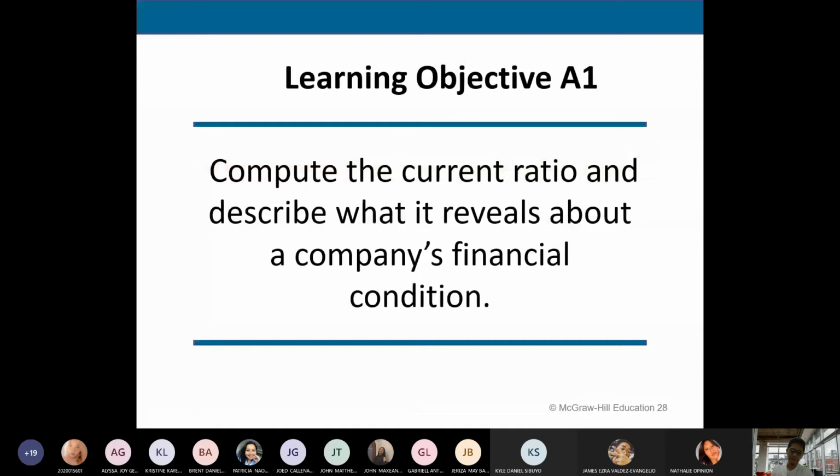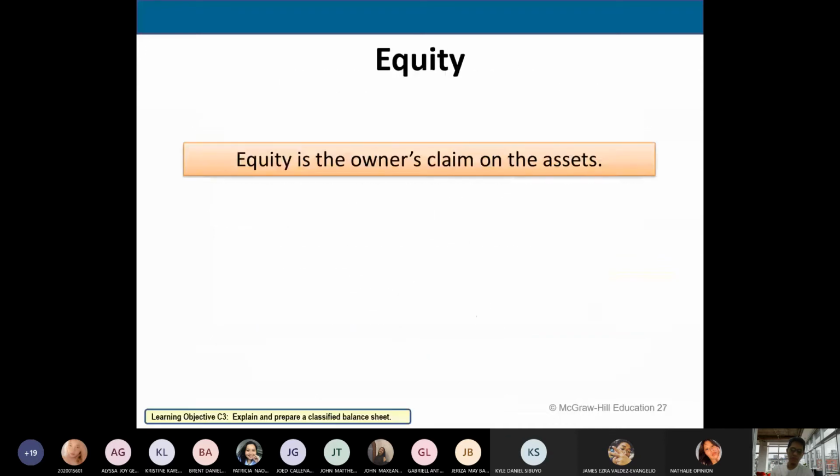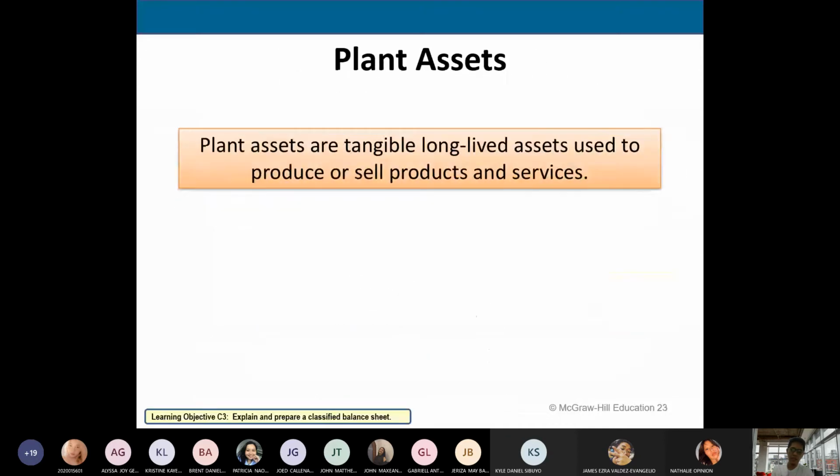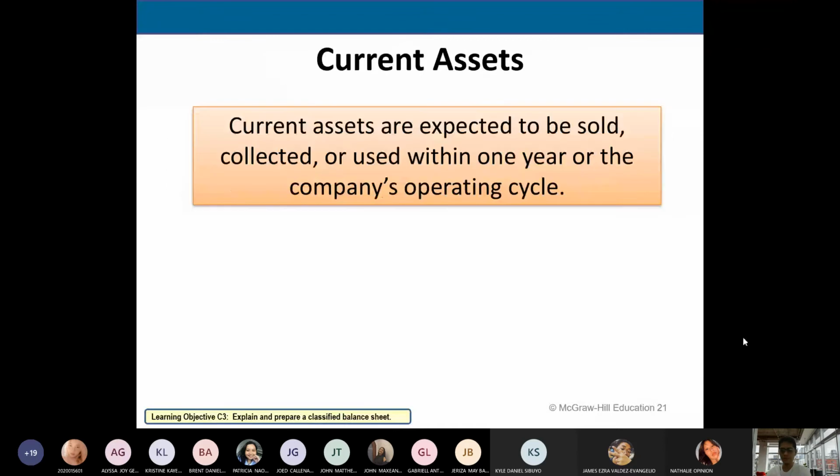Okay, so do you have any question pertaining to these concepts? May tanong ba? Meron man tanong? Wala po, sir. Kung wala, tuloy na natin para maaga tayo matapos. Tama ba?